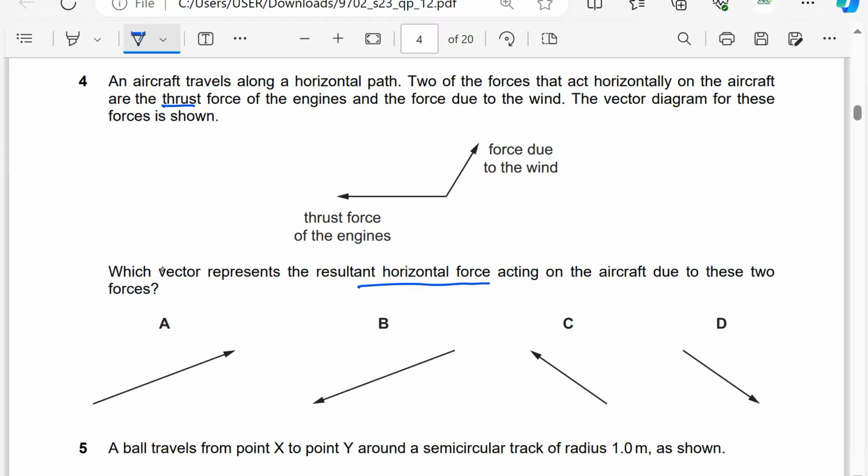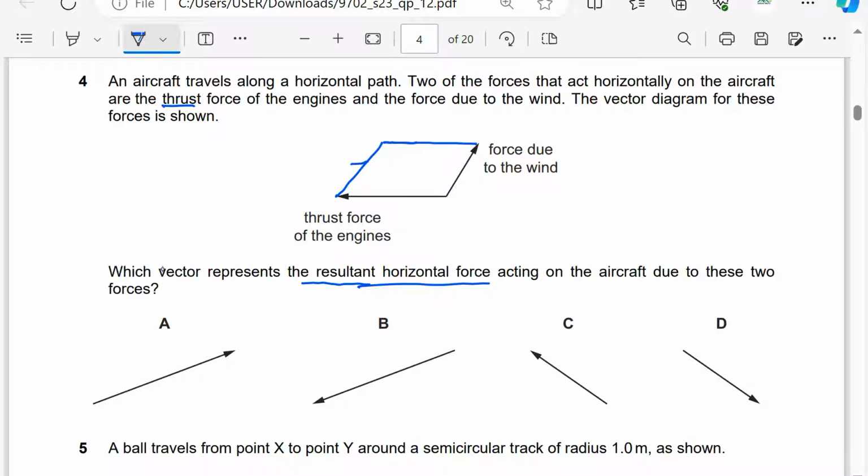The resultant horizontal force acting on the aircraft due to these forces. Of course, this part must be confusing to people because they said resultant horizontal force, but it was traveling along a horizontal path. So, I'll just complete the parallelogram. I'll transfer the thrust force to the top of the other one without changing the magnitude and direction. I'll also transfer the force due to the wind on top of the other one.